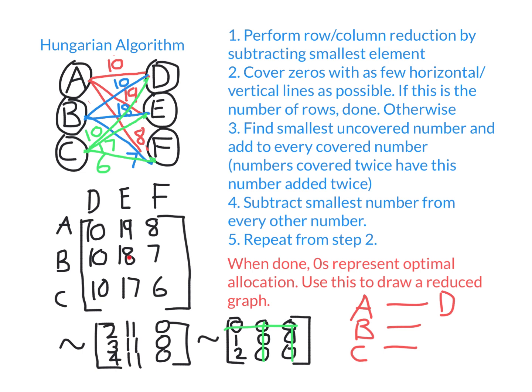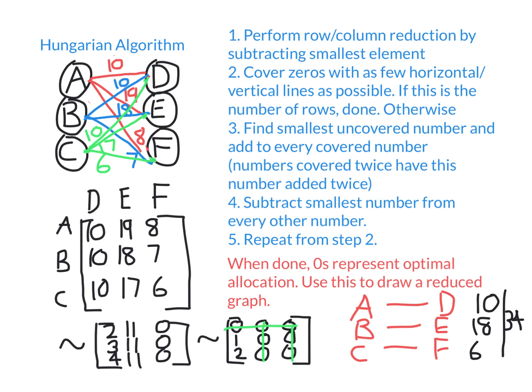I can either get 24 if I assign B to E and C to F. I'll also get 24 if I assign C to E and B to F. So either way, it doesn't matter in this particular example. So I'll just choose E and F like that. So A to D, that took 10 units of time. B to E takes 18, and C to F takes 6. Overall, the optimal allocation will take 34 units of time to complete the task.